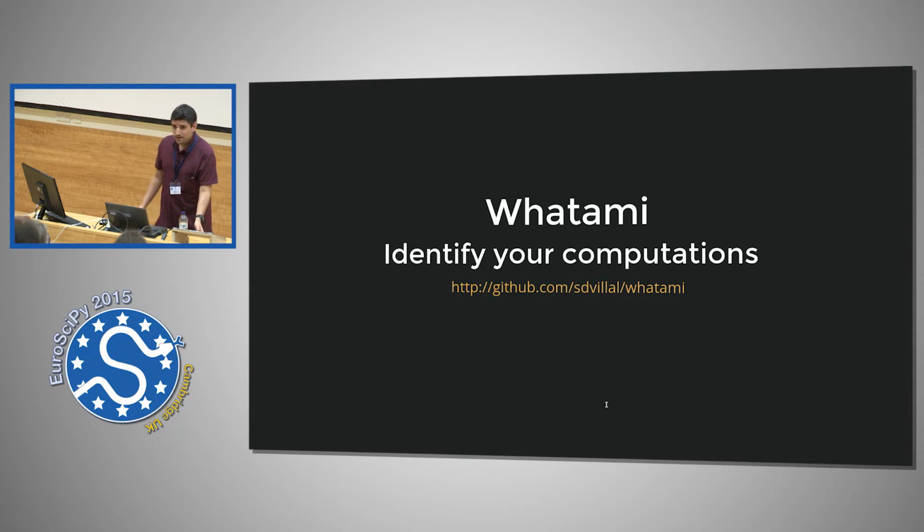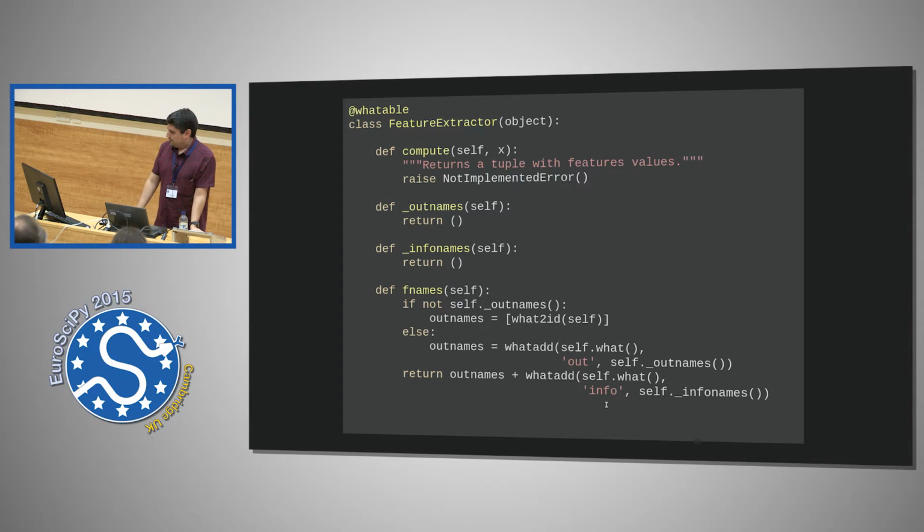OK, and the third library I'm going to talk about is called whatami, which is a library that is aimed at identifying your computation. So imagine you have these 200 functions, classes that compute different time series features, and they have different parameters. We can combine them in the way we want. How do you identify those things? OK, so this library works like this.